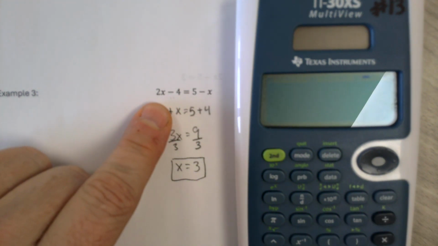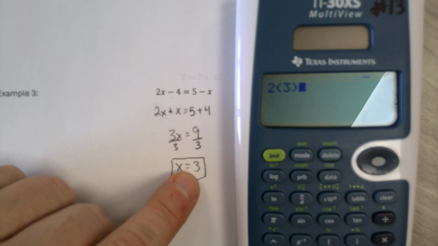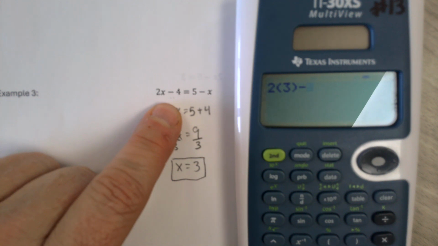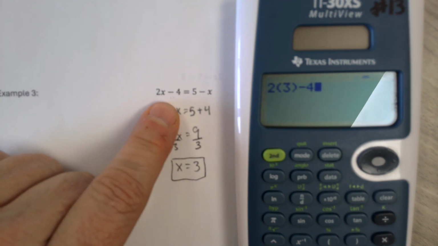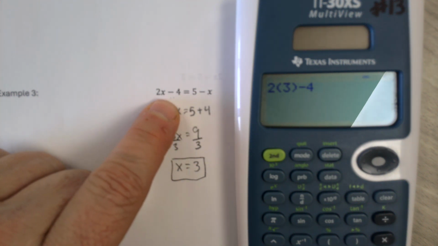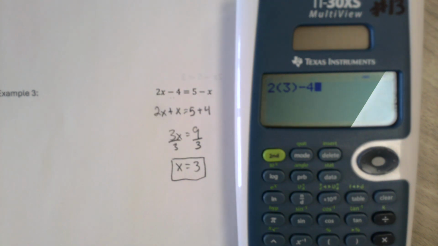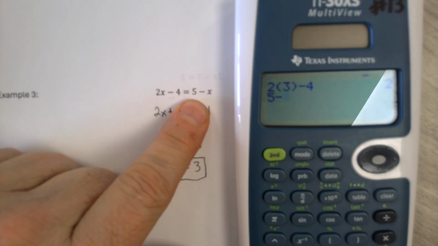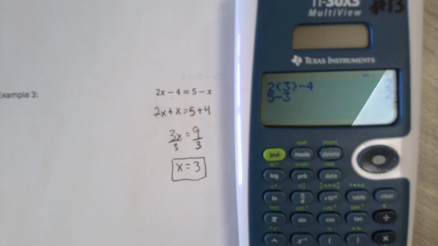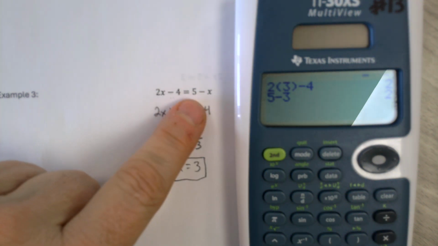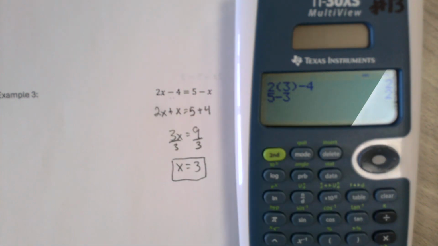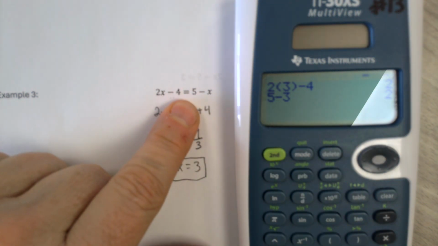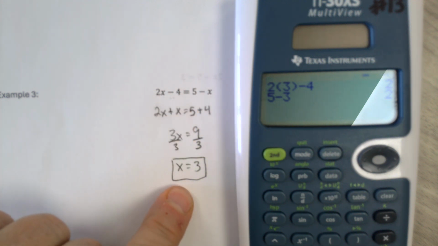So I'm going to take 2, and in place of x, I'm going to put a 3, and I'm putting it in parentheses, minus 4. Whenever you substitute something in that is next to something, you want to put parentheses around it. Well, what do we get? A 2. Well, what if we did that over here? 5 minus 3, also 2. So if I plug 3 into either side, I will get 2 as my outcome. So these are indeed equal to each other. This is the correct answer.